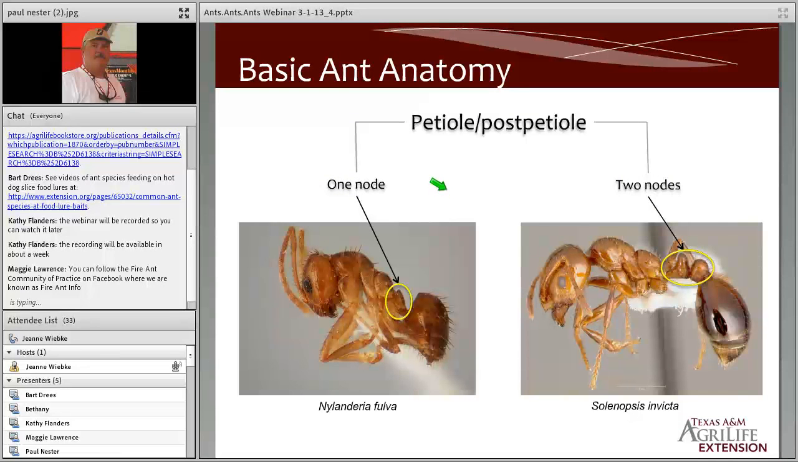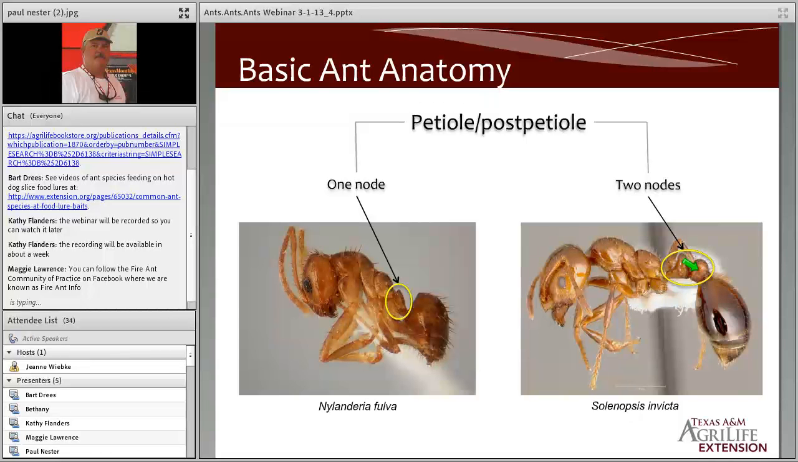When we look at basic ant anatomy, here's another quick comparison of the Nylanderia fulva, which is the tawny crazy ant. We can see the shape of the single node between the thorax and the abdomen, as opposed to the red imported fire ant, where in between the thorax and abdomen we have two very dominant nodes, which are the petiole and the postpetiole, and those again are the ID characteristics we use between these ants.